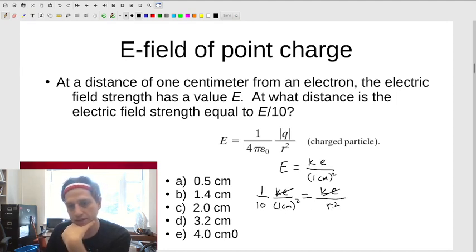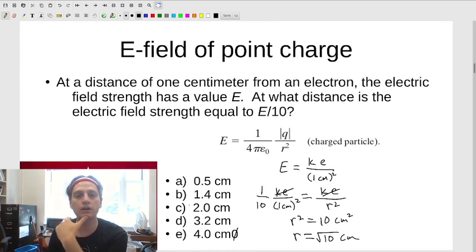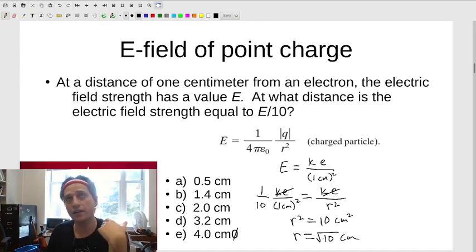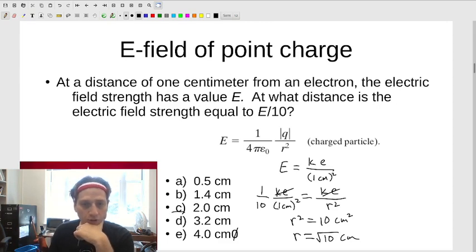Now I notice that I can take the reciprocal of this and say now that R squared equals 10 centimeters squared. So if I want to solve that now, I can say R equals the square root of 10 centimeters. This is a typo on my part. Now the square root of 10 is going to be, well, if I take 3 squared, that's 9. If I take 4 squared, that's 16. So the square root of 10's got to be somewhere between 3 and 4. So let's pick our answer. That's between 3 and 4. And we're done.